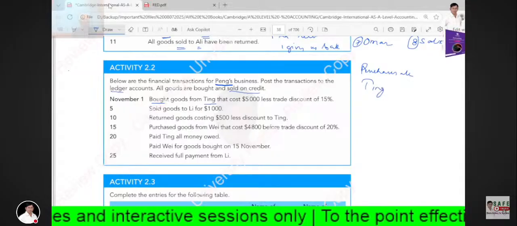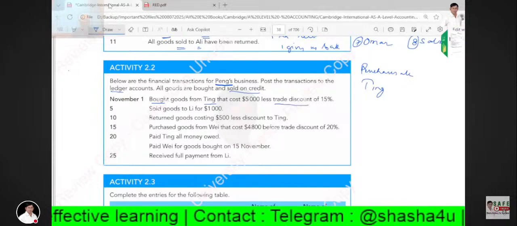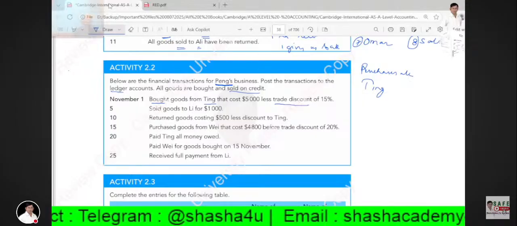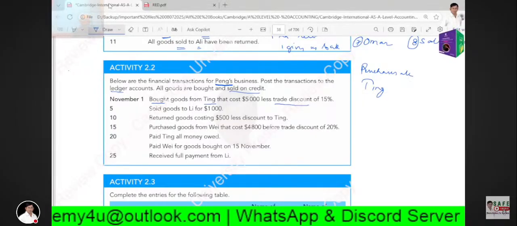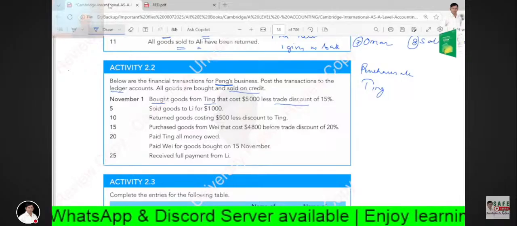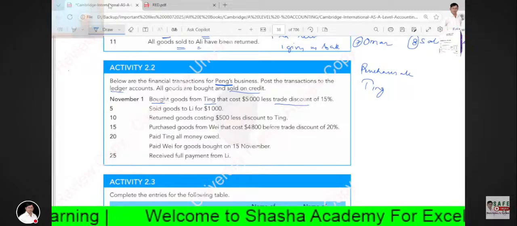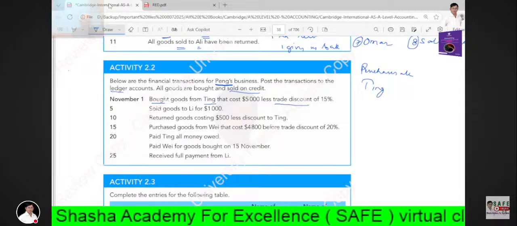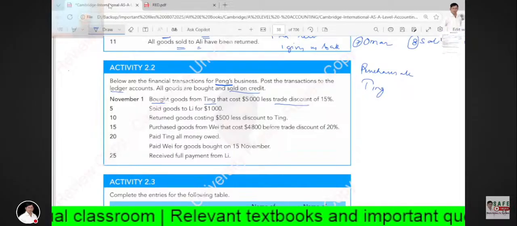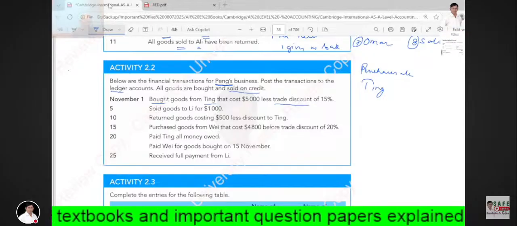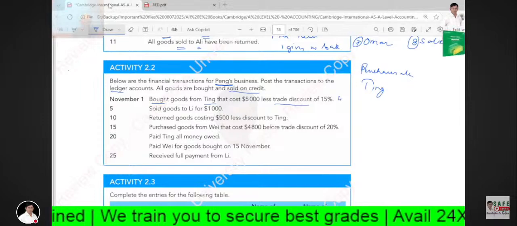Cost 5,000 less trade discount. So should we create a trade discount account? No, never. We should never create trade discount, because trade discount is never shown, but the transaction is shown at the net of trade discount. So 15% of 5,000 is 750. So 4,250. The transaction will be shown at 4,250.